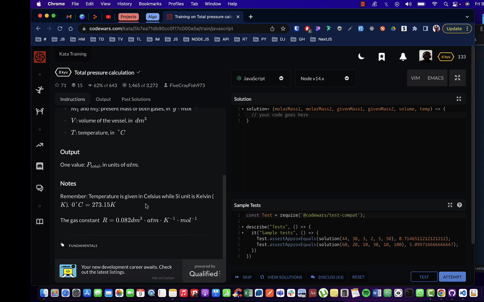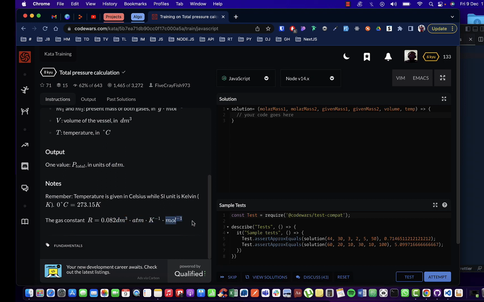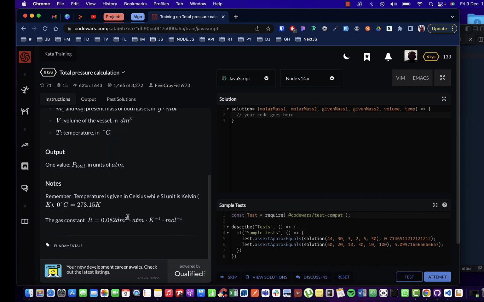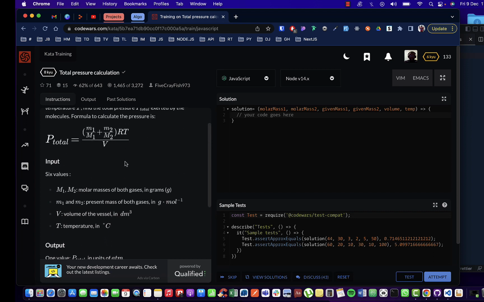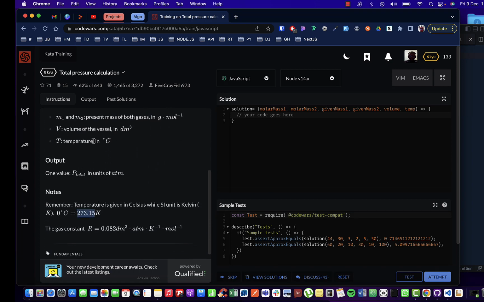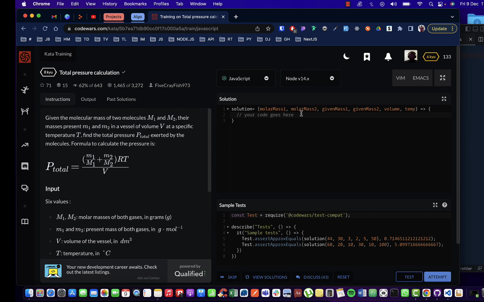Notes, it said remember temperature is given in Celsius, while the SI unit is Kelvin. So 0 degrees Celsius is 273.15 Kelvin. And it says the gas constant R is 0.082 dm cube ATM per Kelvin per mole. So in this formula, R is going to be represented by this value 0.082, and the temperature we are going to convert into Kelvin because currently it's in Celsius. So that's the first thing we are going to do.